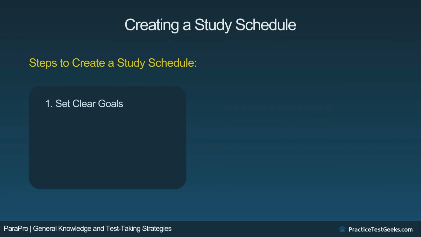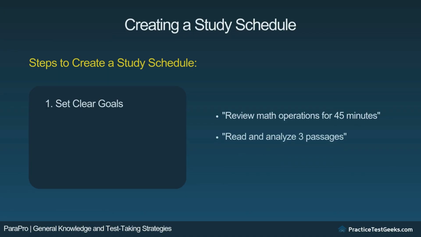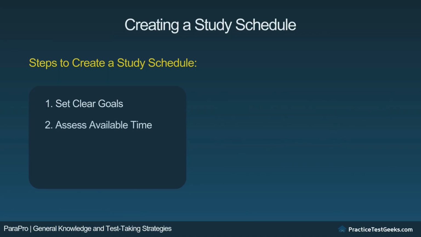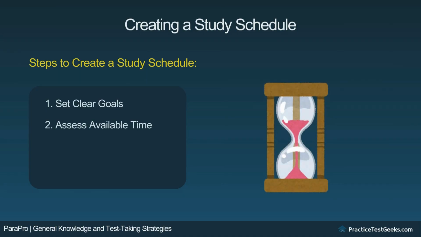Set specific, measurable goals for each study session, like review math operations for 45 minutes, or read and analyze 3 passages. 2. Assess available time. Determine how much time you have until the test date. Be realistic about how much time you can dedicate each day to studying. Factor in personal commitments and other responsibilities.